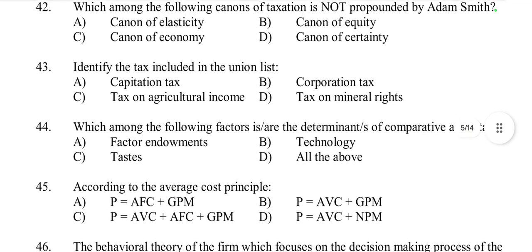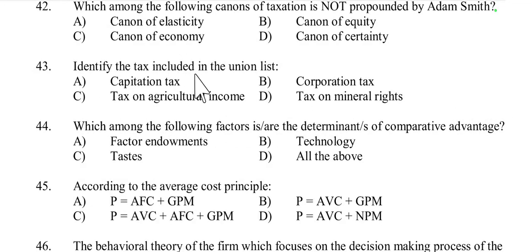Then next question 43. Identify the tax included in the union list: capitation tax, corporation tax, tax on agricultural income, tax on mineral rights. So the right option is corporation tax, because corporation tax is included in the union list. The union list under the 7th schedule of the Indian Constitution grants the central government the authority to levy certain kinds of tax, including corporation tax.